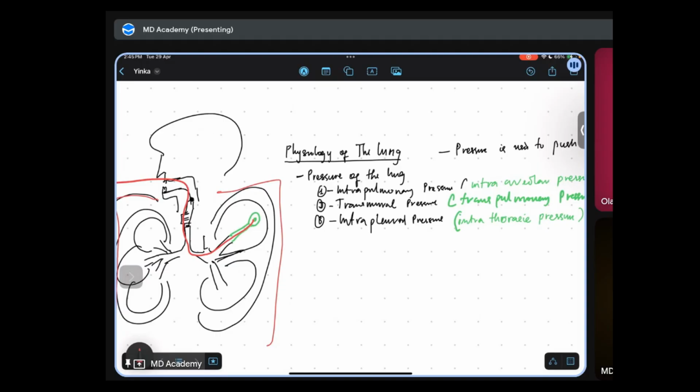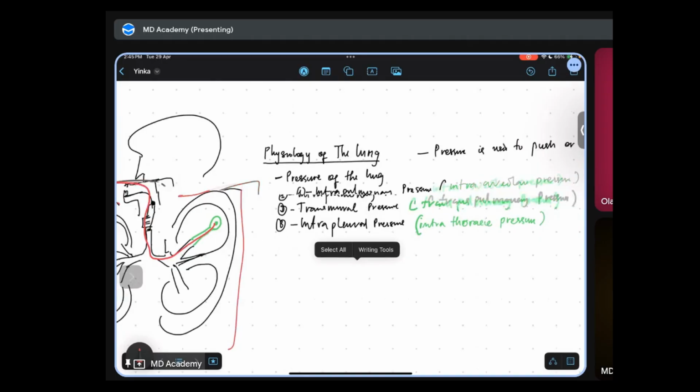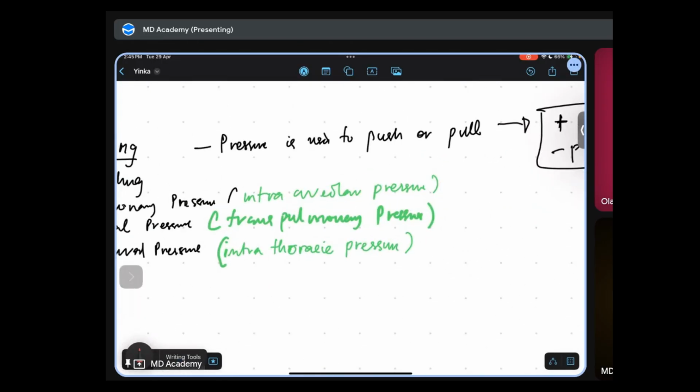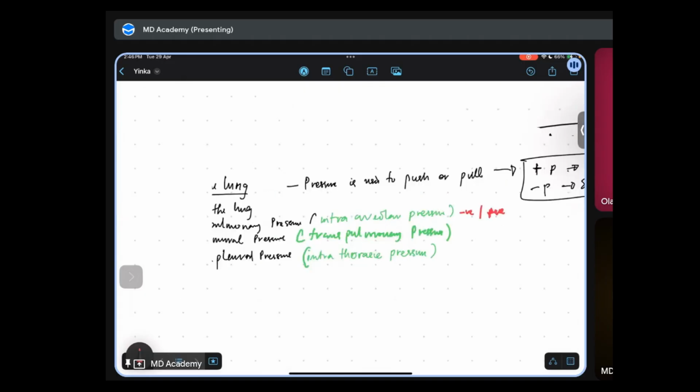So if you have an alveolar pressure that's slightly higher than the atmosphere, it pushes air out. If it is slightly lower, then an air pressure difference will be created between the atmospheric air and the lungs, and the air will come in. So what that means is that the alveolar pressure is either negative or positive. Okay, what does that mean?